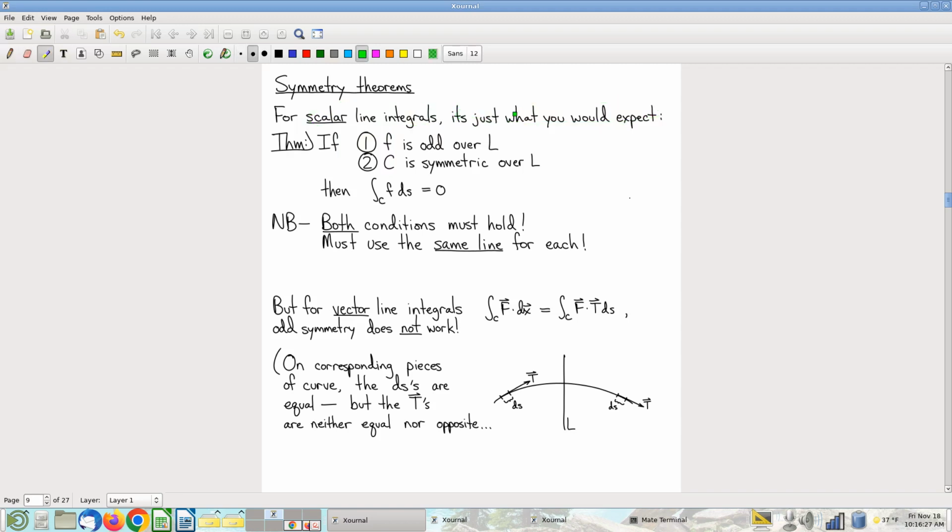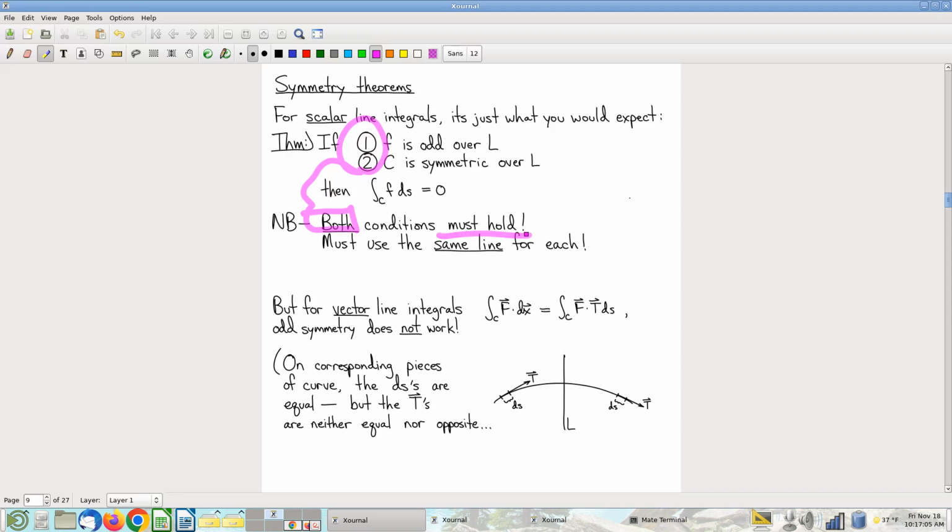Namely, if you have a function that is odd over some choice of line, which means exactly the same thing as it does for other contexts, and if your domain, namely the curve over which you're doing your scalar line integral, is symmetric over the line L also, then we're done here. This integral is 0, and mic drop, walk away. You don't have to anti-differentiate or parameterize, nothing. Very cool theorem.